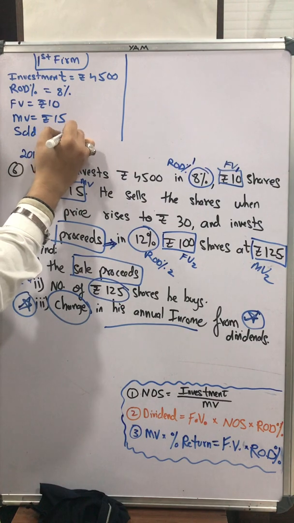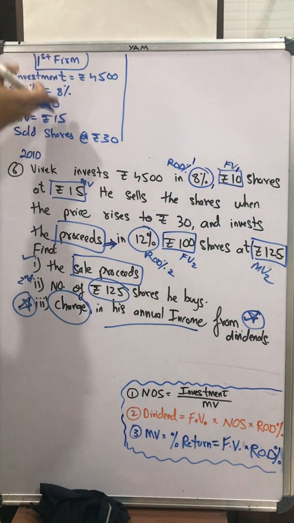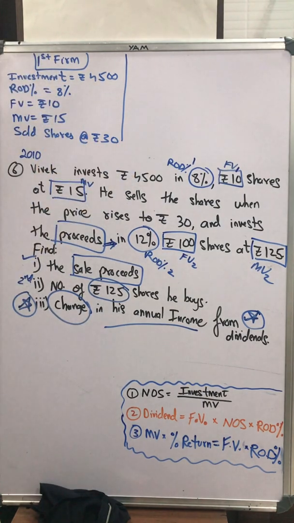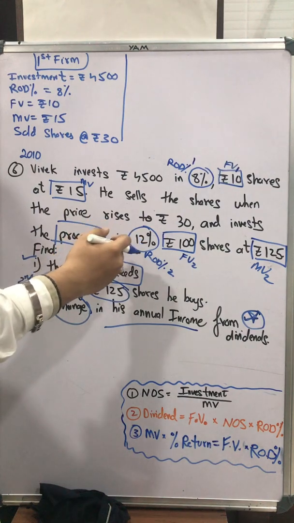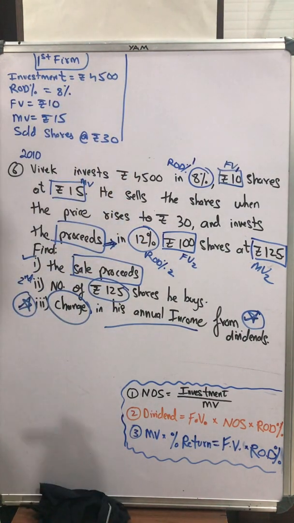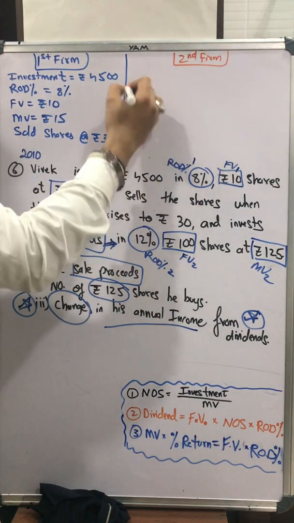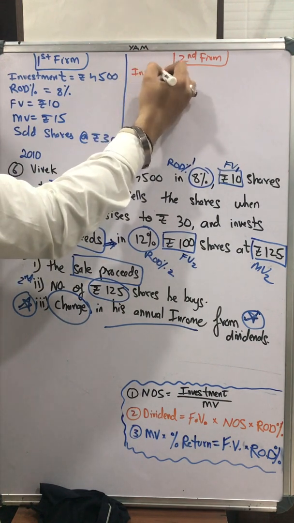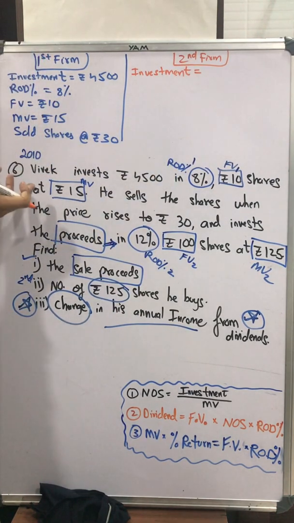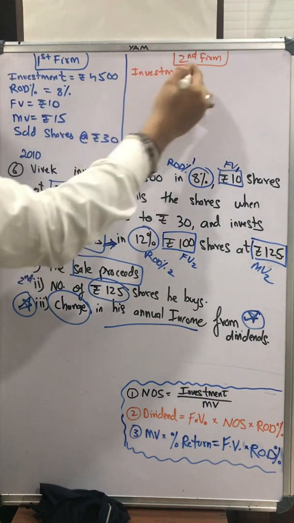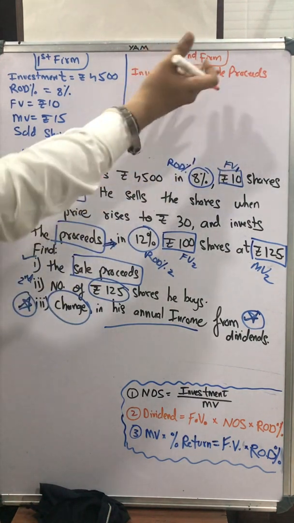Sold shares at rupees 30. So the shares above, he sold at rupees 30 and invests the proceeds, whatever proceeds. So can I say now for the second firm, with the orange color, for the second firm, how much money did he invest? Investment for the second firm is nothing but the proceeds, the money received after selling the shares of the first firm. So investment of the second firm is nothing but the sale proceeds, of course, sale proceeds of the first firm.